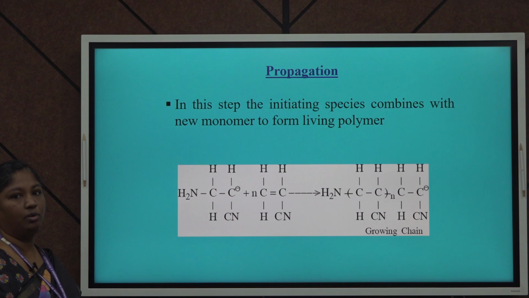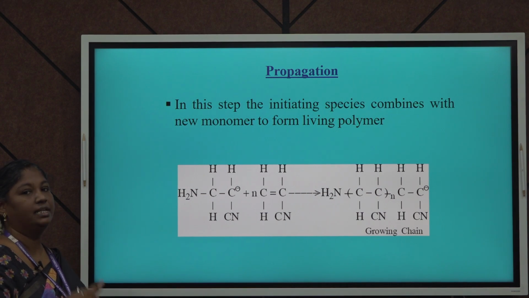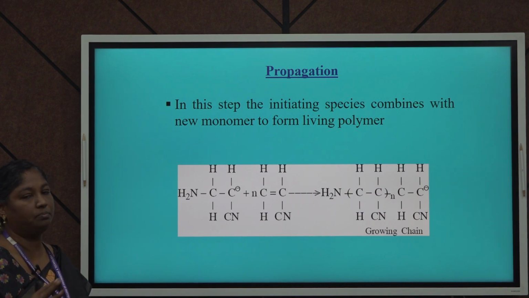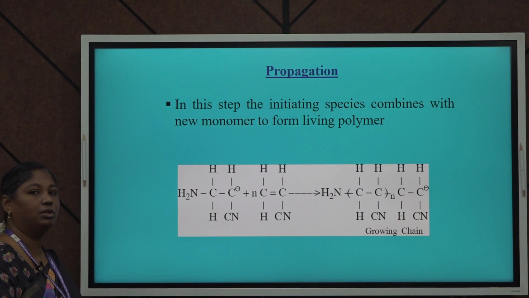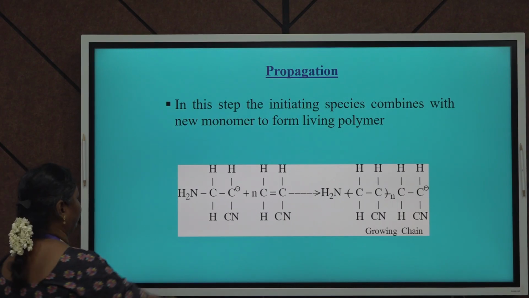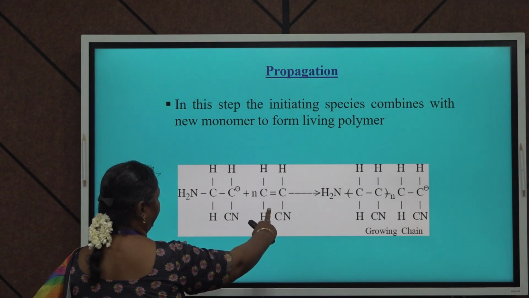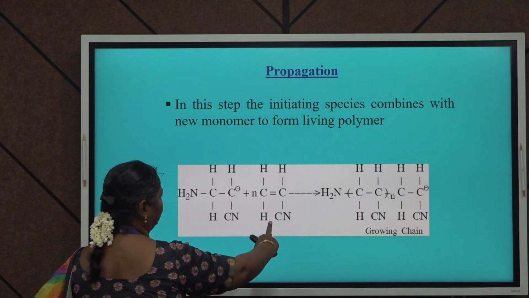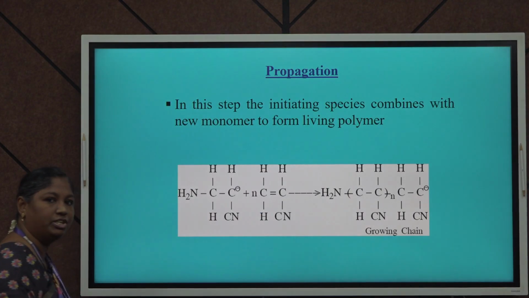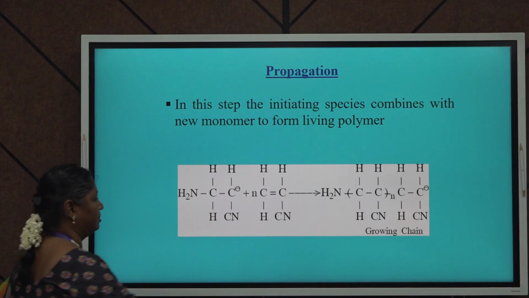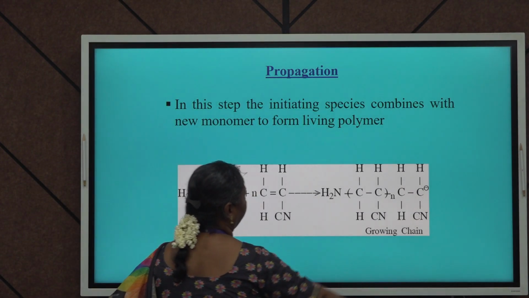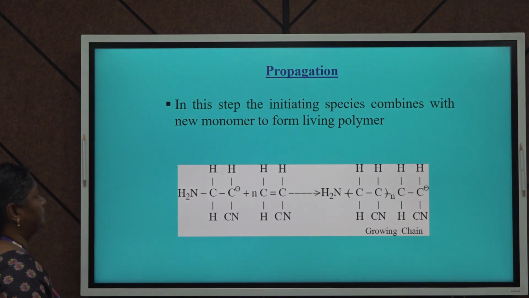So, next is the propagation. So, what is propagation? The propagation is the chain growth of polymers or formation of the living polymers. In this process, it starts to react with different types of monomers. So, here it starts to react with other monomers. If you are going to use copolymerization, it starts to react with different types of monomers. So, you will be forming a growing chain polymer.